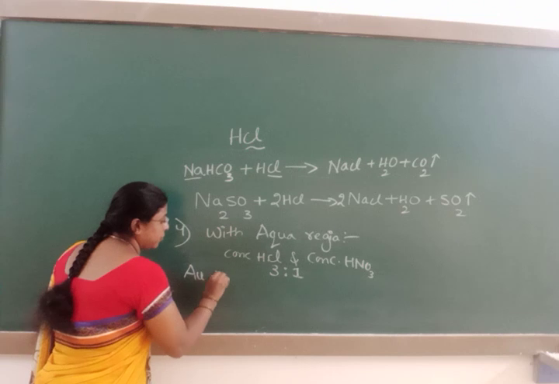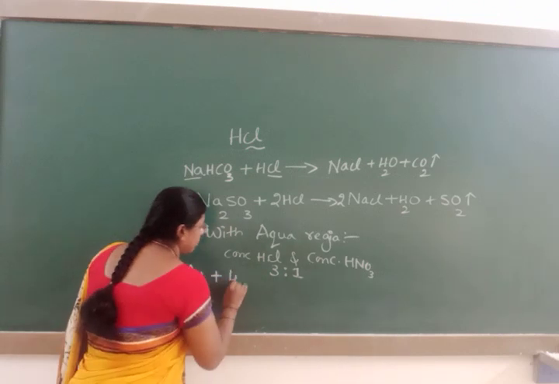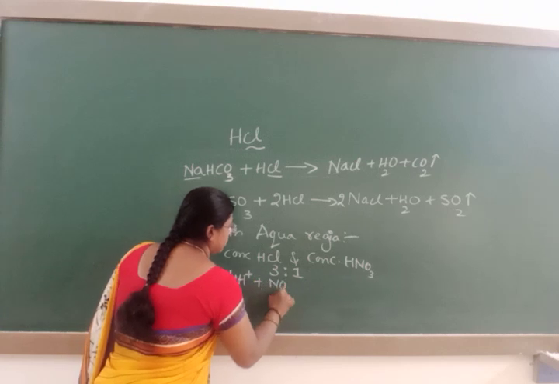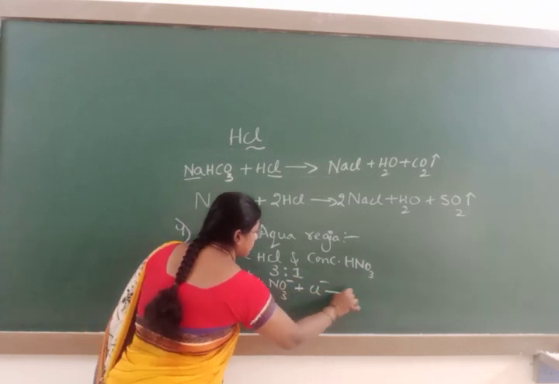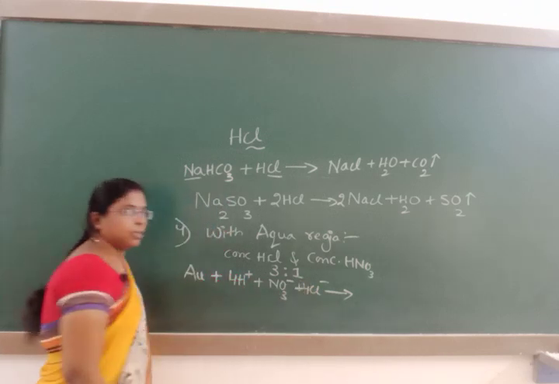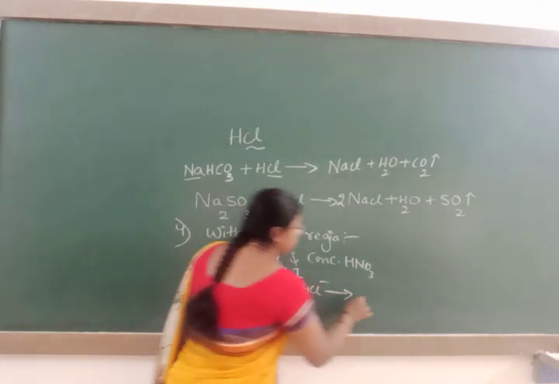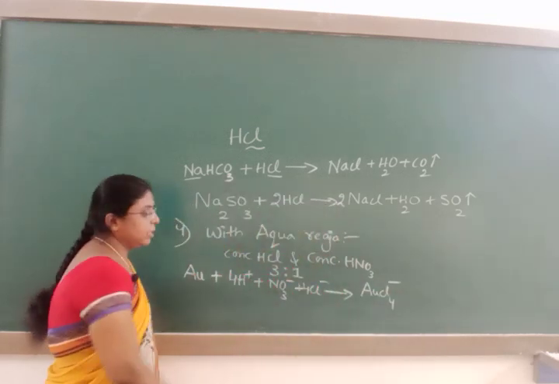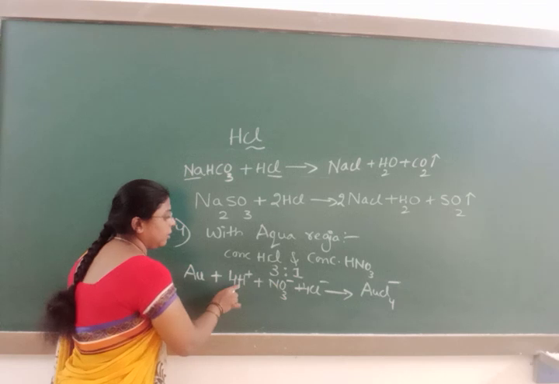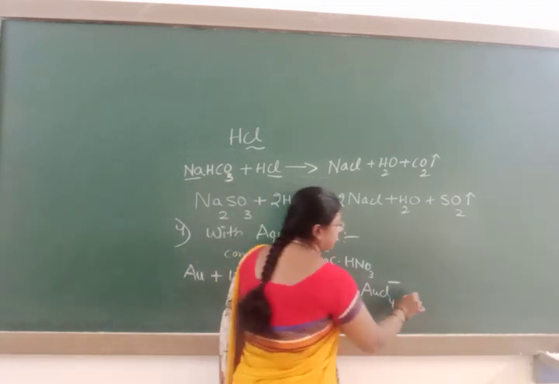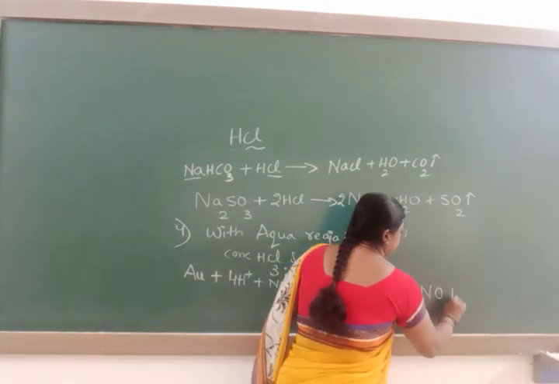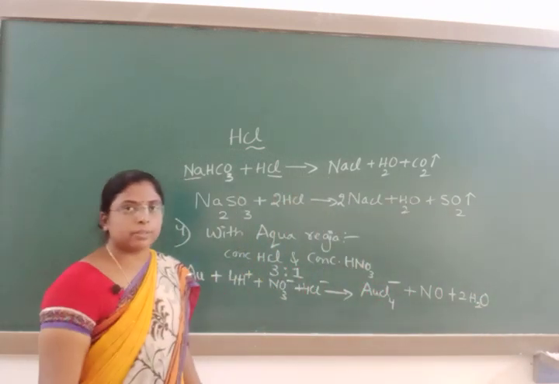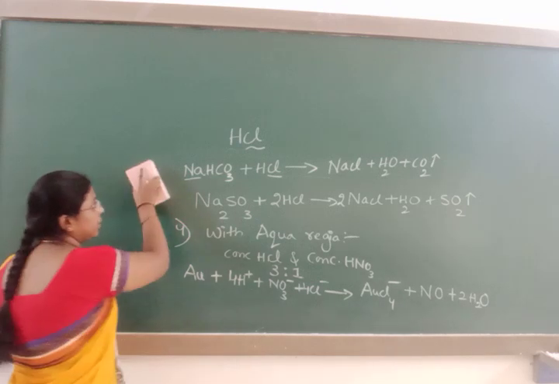When gold reacts with aqua regia, it will split as H plus, NO3 minus as well as Cl minus. It will form AuCl4 minus. Along with that you get NO and 2 moles of water. In this way the gold is dissolved using aqua regia.